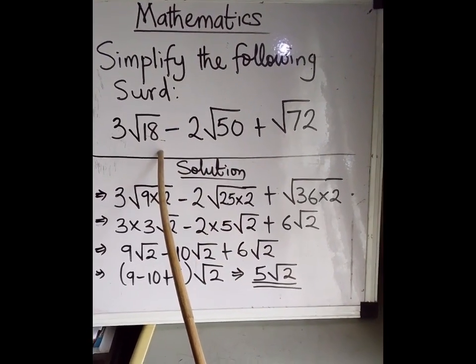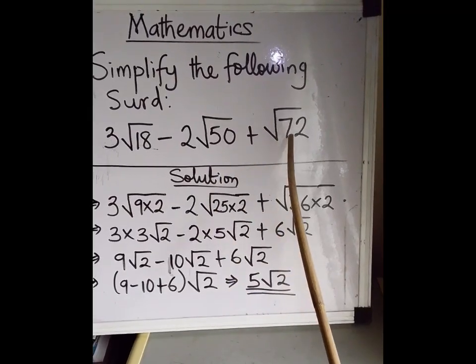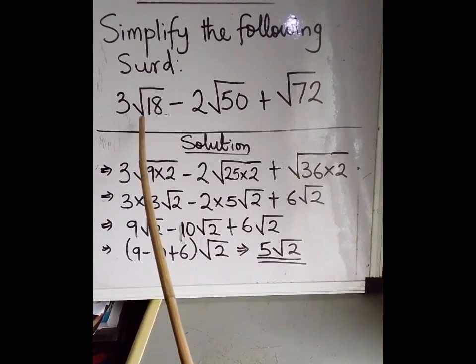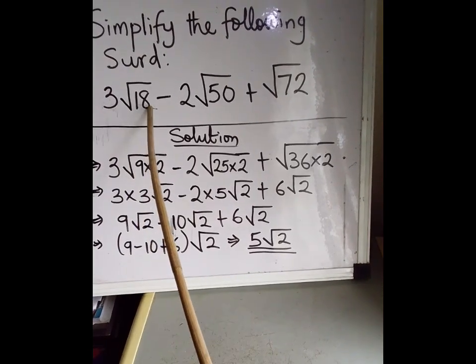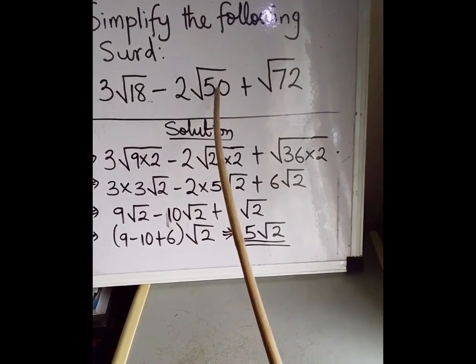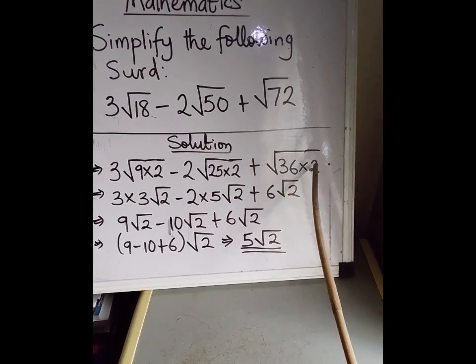9 is the square of 3, 25 is the square of 5, and 36 is the square of 6. So when I do that, 18 is now 9 times 2, minus 2 times the root of 25 times 2, plus the root of 36 times 2.